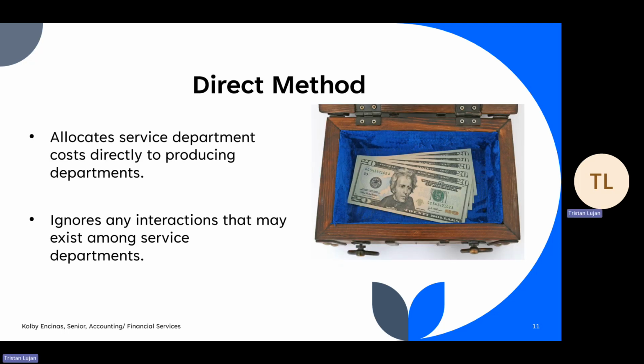So first, it's the direct method, which allocates service department costs directly to producing departments and ignores any interaction that may exist among service departments. So this is the simplest and most straightforward way to allocate support department costs. Some examples of this would be salaries paid to employees, cash paid to vendors and suppliers, cash collected from customers, as well as interest income from dividends received.